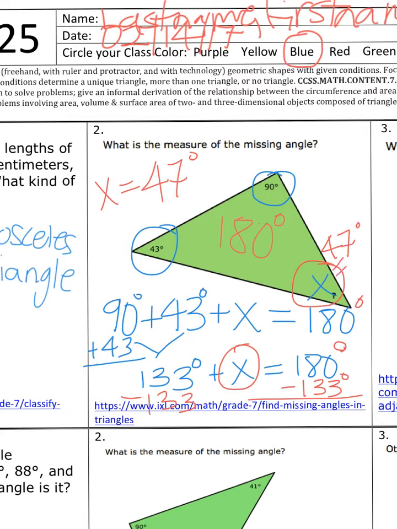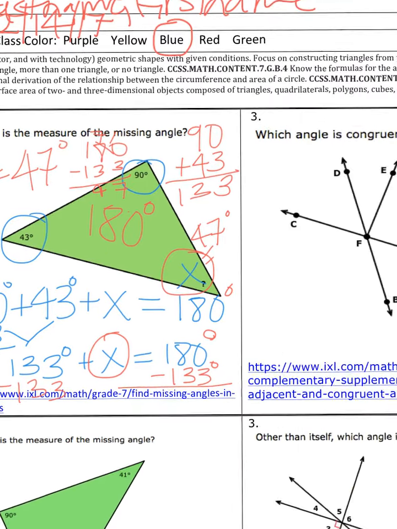There you go. I don't know if I explained that good enough. Another way you can do it is you can say 90 plus 43, which is 133, and you can subtract that from 180, and that'll give you the missing angle, which will be 47. Sorry, I know this is sloppy, but hopefully you guys get the point. If you don't get the point, we're writing notes on triangles today.